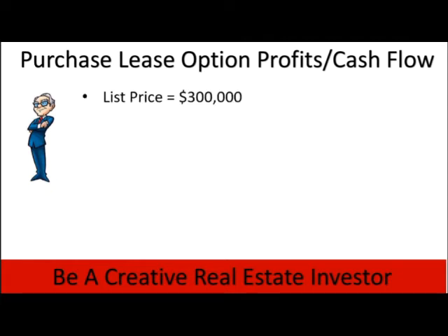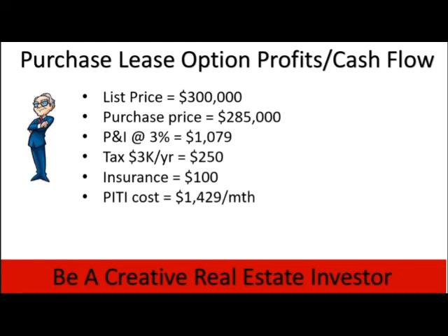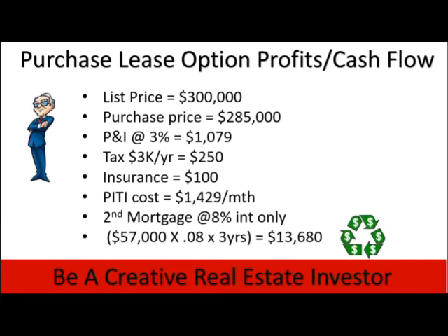So let's take a look at how the cash flow or the profit works here. If we have a list price of $300,000 and you're able to purchase it for $285,000, which is quite realistic, your principal and interest at 3% is going to be a mortgage payment of just over $1,000. Your taxes, let's say $3,000 a year or $250 a month. You'll have insurance, $100 a month. So your principal, interest, taxes, and insurance cost total is $1,429 per month.